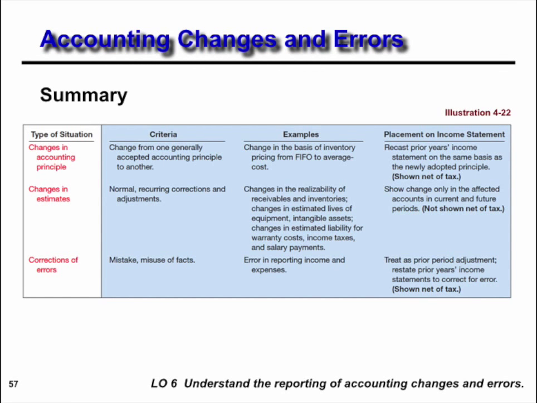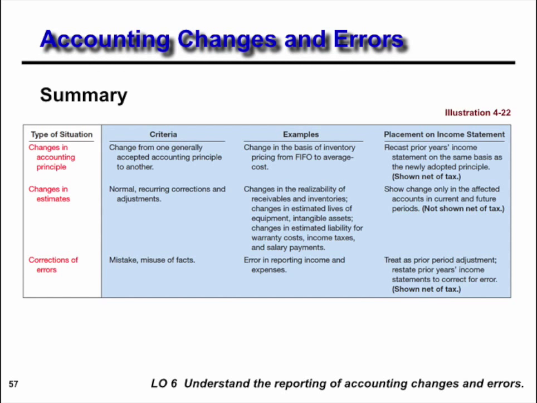Now here is a summary of the accounting changes and errors that we have discussed. Type of situation: changes in accounting principle. Criteria: change from one generally accepted accounting principle to another, for example, changing from LIFO to FIFO. Placement on income statement: recast prior years' income statements on the same basis as the newly adopted accounting principle. Shown net of tax.